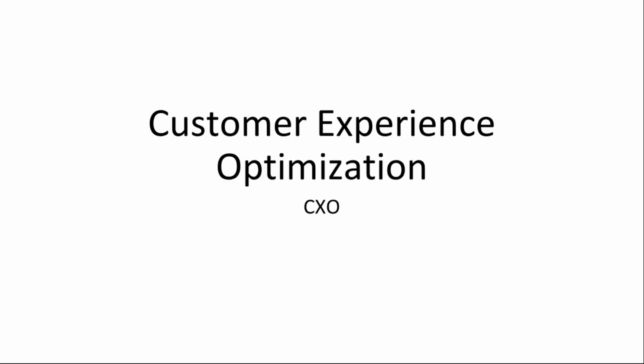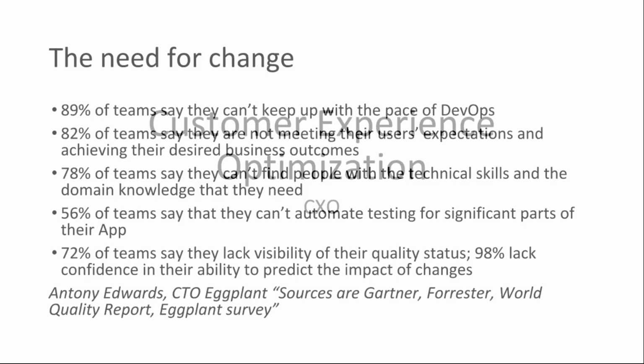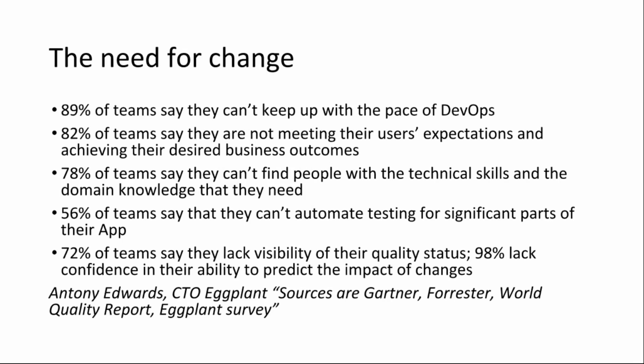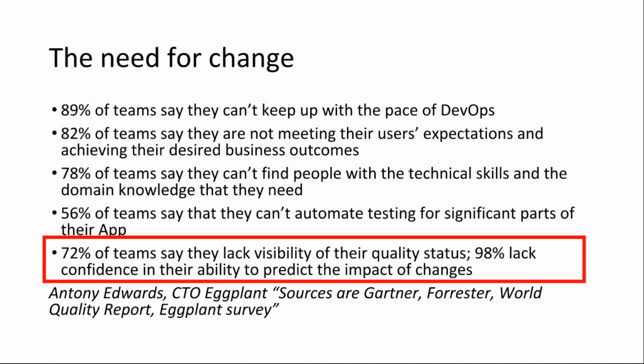So I want to close this talk with a little oversight, or maybe an overview, I should say, of what's being increasingly called customer experience optimization. The customer experience you will understand already, I'm sure, but this idea of optimization, I want to say a few words on this. I'll refer to a friend of mine, Anthony Edwards of Eggplant, the CTO, who put a slide out with statistics derived from people like Gartner, Forrester, World Quality Report, and so on, and Eggplant's own survey.